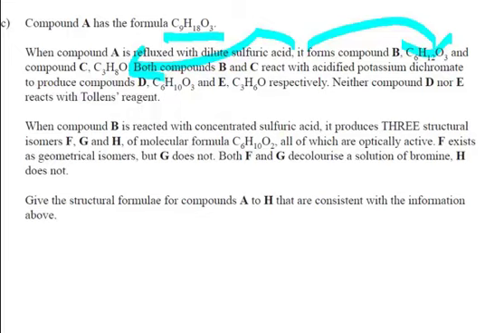Now B and C then react to make D and E with dichromate, so some kind of oxidation's going on there, you would think. And as neither D or E react with Tollens, then we haven't formed an aldehyde. Now B, which is the one with 3 oxygens in, so that's probably a carboxylic acid, reacts with concentrated sulfuric acid, and it produces 3 structural isomers, F, G and H, with the molecular formula C6H10O2, all of which are optically active. And F exists as geometrical isomers.